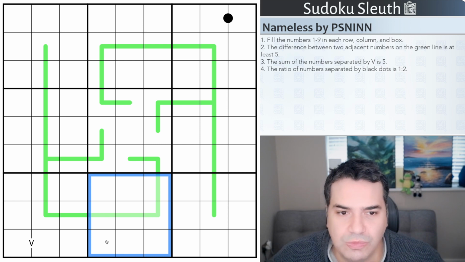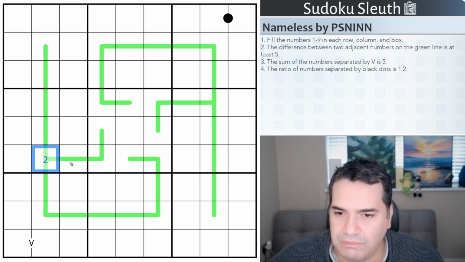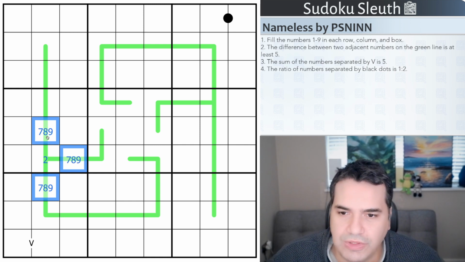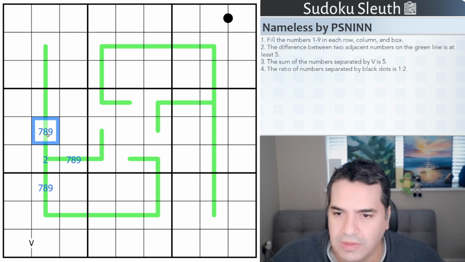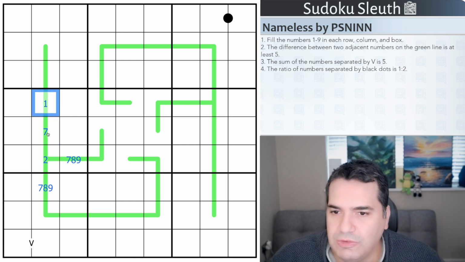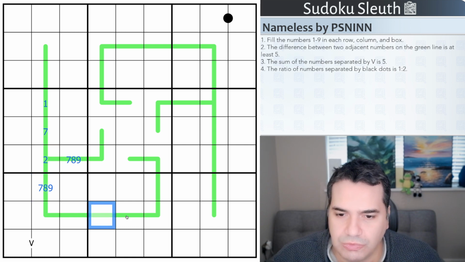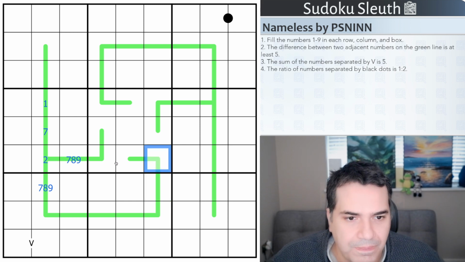Then we have the German whisper line. The difference between two adjacent numbers on the green line is at least 5. So if that's a 2, for example, these cells have to be 7, 8, or 9, because they have to be 5 or more away. If that happens to be 7, this would have to be 1, because we've already used the 2, but it has to be 5 or more away. And you end up with this pattern, which is low digits, 1, 2, 3, 4, high digits, 6, 7, 8, 9, and then repeated, oscillating between the two polarities.